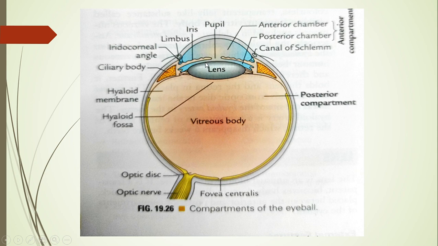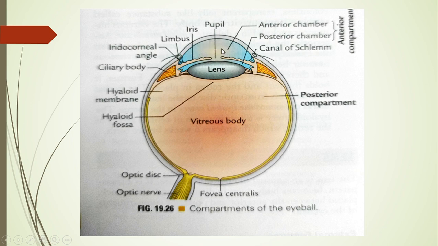So, the two chambers, anterior chamber and posterior chamber, are the cavities seen in front of the lens, between the lens and the cornea. Both are filled with the aqueous humor. Aqueous humor is produced continuously, constantly, by the trabecular meshwork near the anterior chamber.